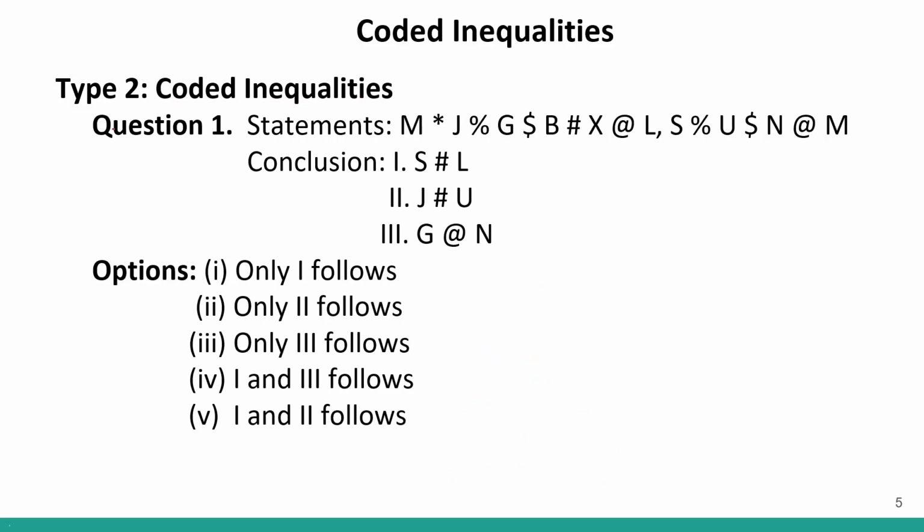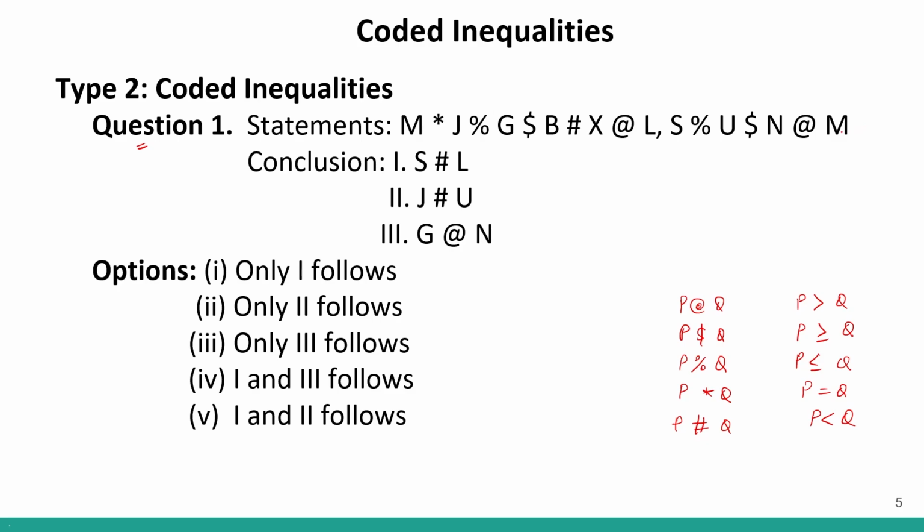So let us look at question number 1. I'm going to quickly write them over here for your reference. Okay? P dollar Q means P is greater than or equal to Q. Similarly, P percentage Q means P is smaller than or equal to Q. P, this sign, means P is equal to Q, and P hashtag Q means P is smaller than Q. Correct? So basically, these are your coded inequalities converted into direct inequalities.